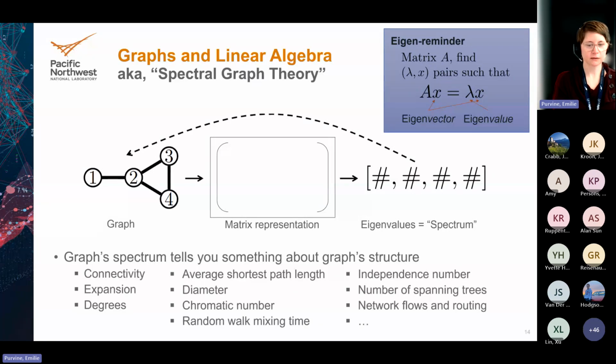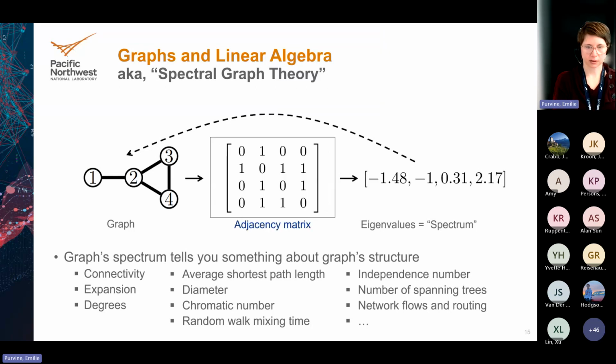It can tell you about connectivity, about path lengths, about chromatic numbers, independence numbers, spanning trees, tons and tons of stuff. And there's multiple kinds of matrices that you can create from these graphs. So one is the adjacency matrix. Here we have a 1 if there's an edge between vertex I on the row and vertex J on the column. So in the 1,2 spot there's a 1, but not in the 1,3 or 1,4 spot because there's not an edge between 1 and 3 or 1 and 4. And the eigenvalues tell you some things about the graph in the case of the adjacency matrix.